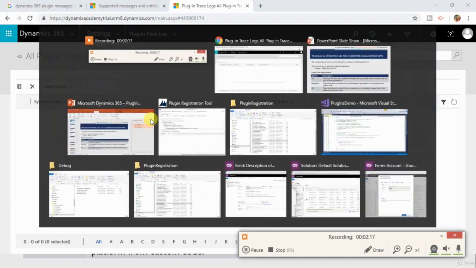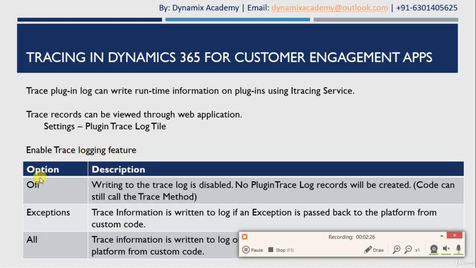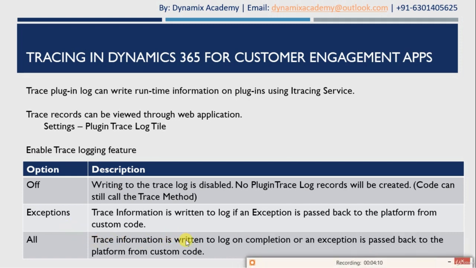So how can you enable that tracing? You can enable the trace logging feature through the system setting option, and in that you will be given three options. The first option is off. No plugin trace log record will be created even if your code is calling the trace method. Another option is exception. If you select exception, then the trace information is written to the log if an exception is passed back to the platform from the custom code. And the last option is all. In this case, the trace information is written to the log on completion, or if an exception is passed back to the platform from the custom code.